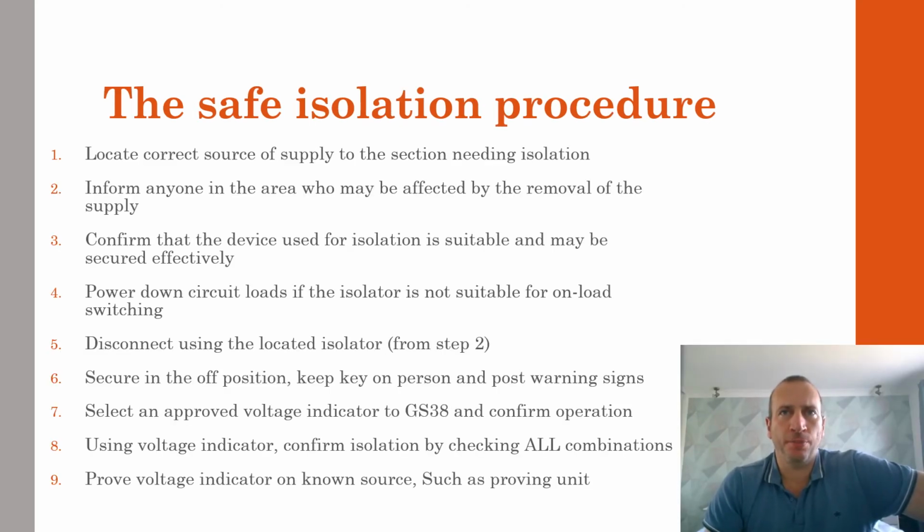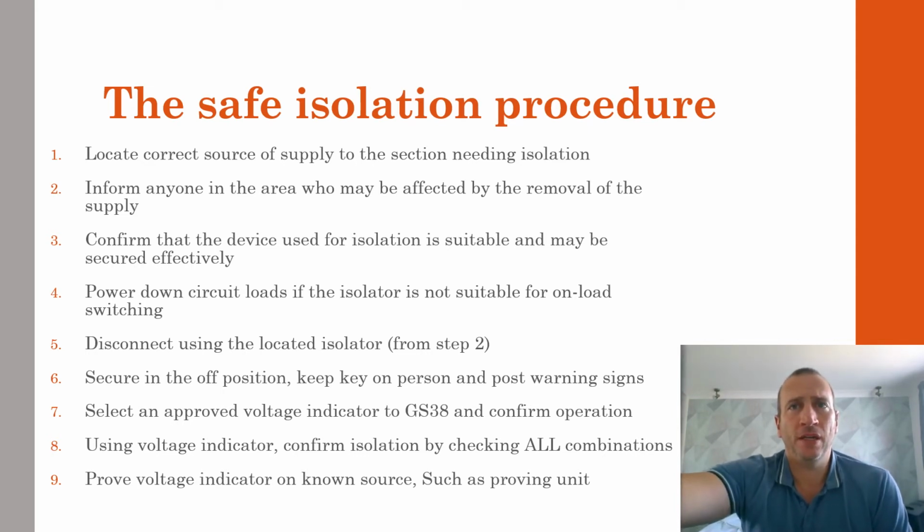Since the safe isolation procedure is vital for the safety of yourself and others, you will be repeatedly tested on this through your training and beyond. The procedure can appear different depending on who you ask, but in general, each procedure will contain the following elements. Firstly, you're to locate the correct source for supply to the section needing isolation. This could be an individual circuit, or it could be an entire building. It could be anything in between.